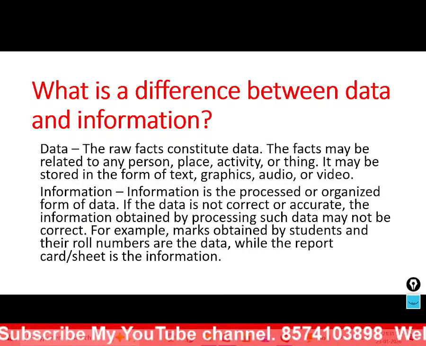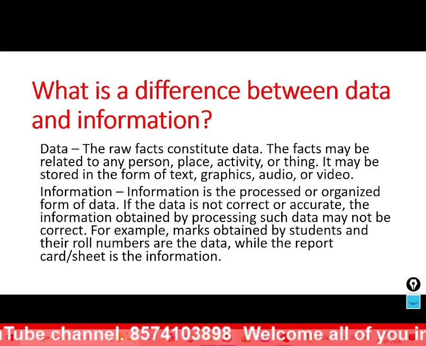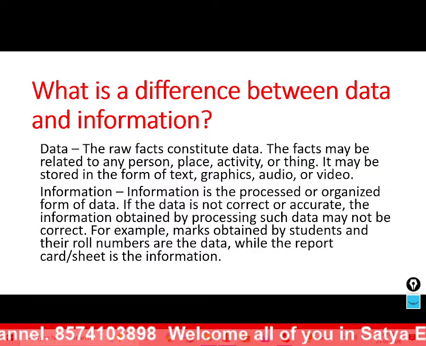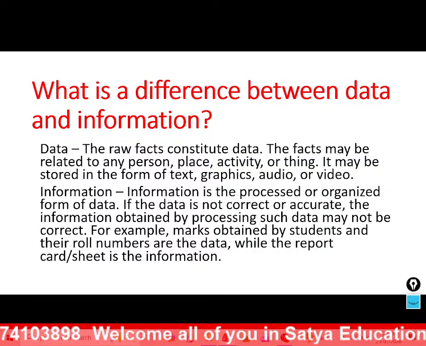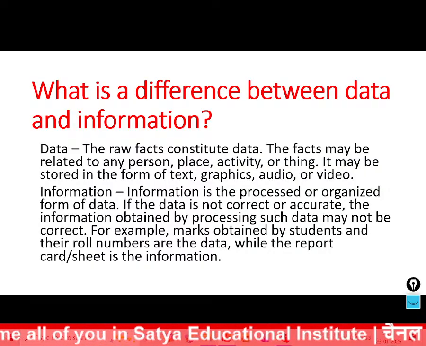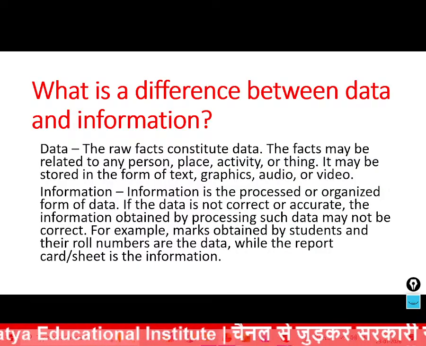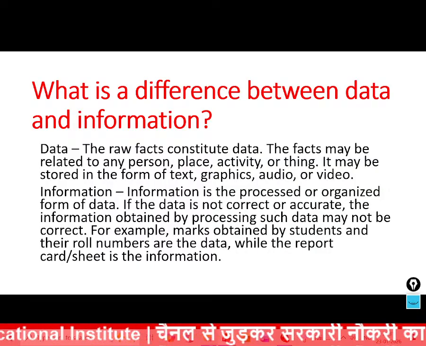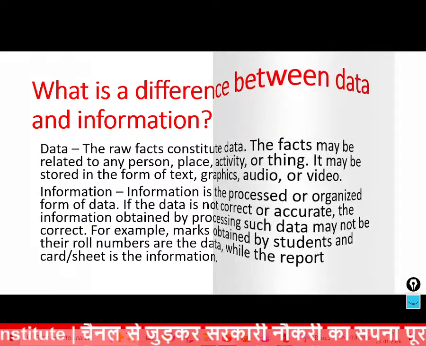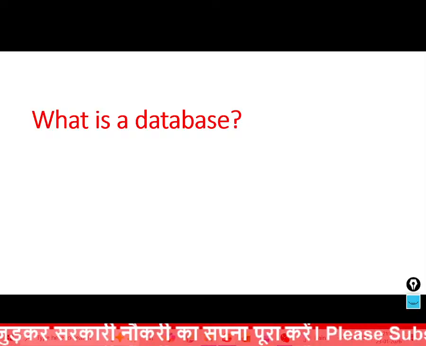Information is the processed or organized form of data. If the data is not correct or accurate, the information obtained by processing such data may not be correct. For example, marks obtained by students and their roll numbers are the data, while the report card sheet is the information.